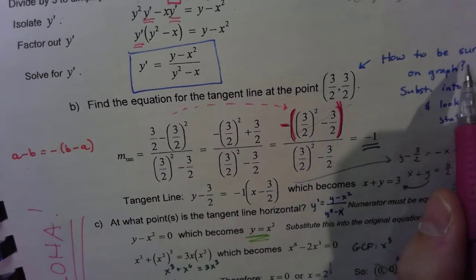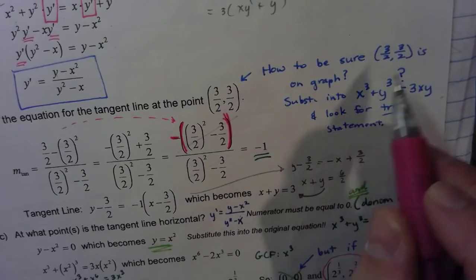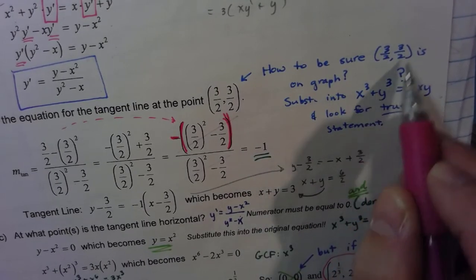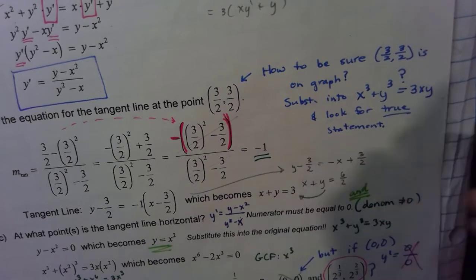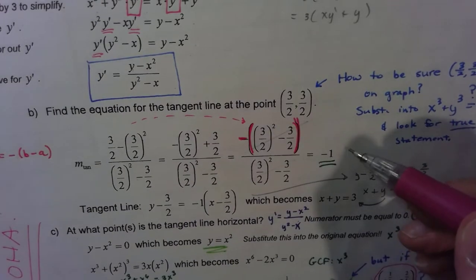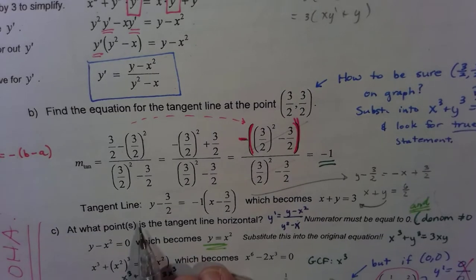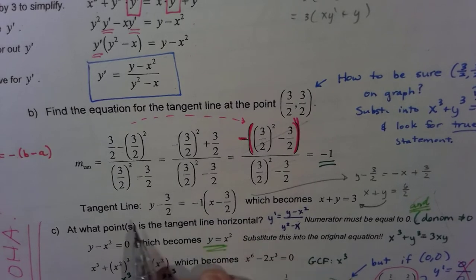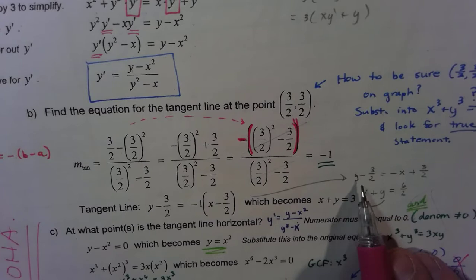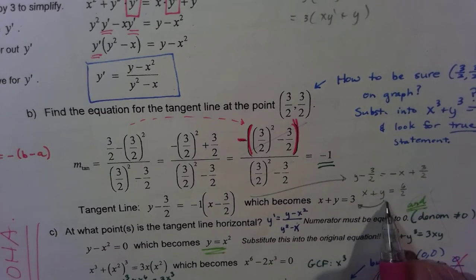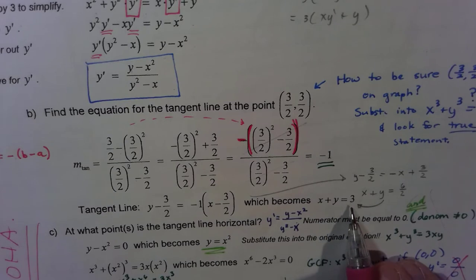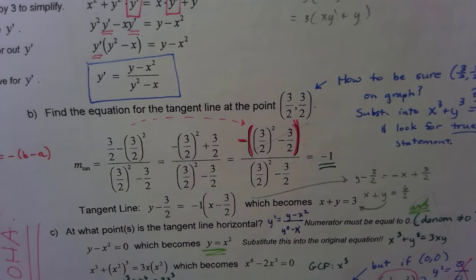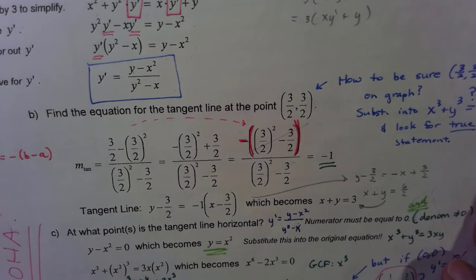Now, how can we be sure that (3/2, 3/2) is on our graph? Substitute 3/2 for x, 3/2 for y, and make sure that you get a true statement. So our tangent line is going to have a slope of -1, and the equation is y minus the y coordinate 3/2 equals -1 times (x minus 3/2), which you can leave like that, or if you wanted to, distribute the -1, put the x and the y on the same side, and that becomes x plus y equals 3. You should be able to do that algebra. It's not necessary, but it might be for you to check your answers in the back of the book because they might write it in standard form or in slope-intercept form.